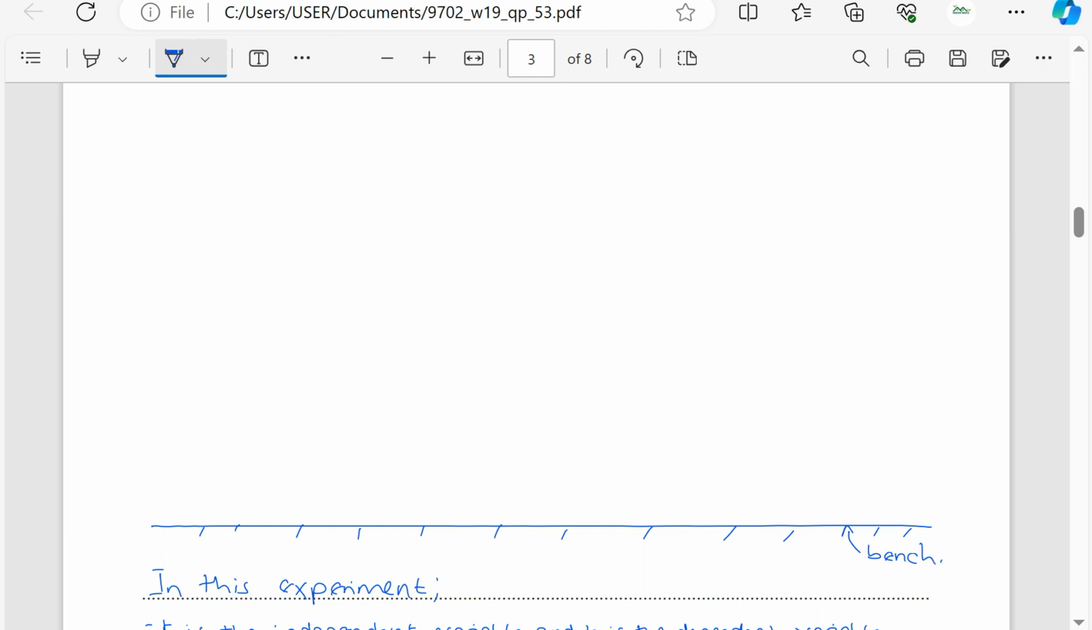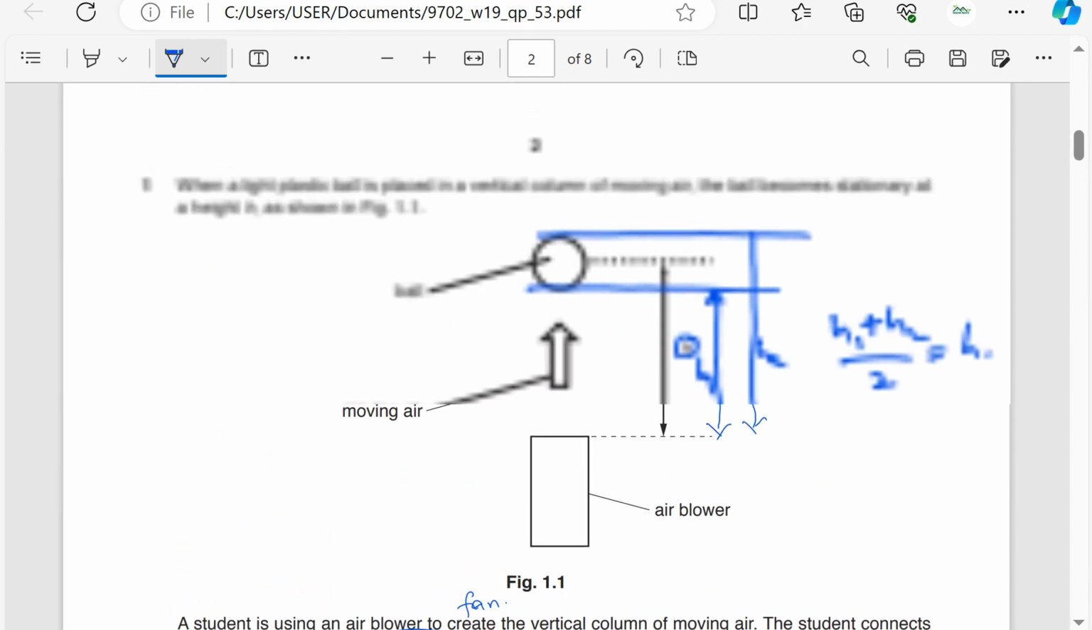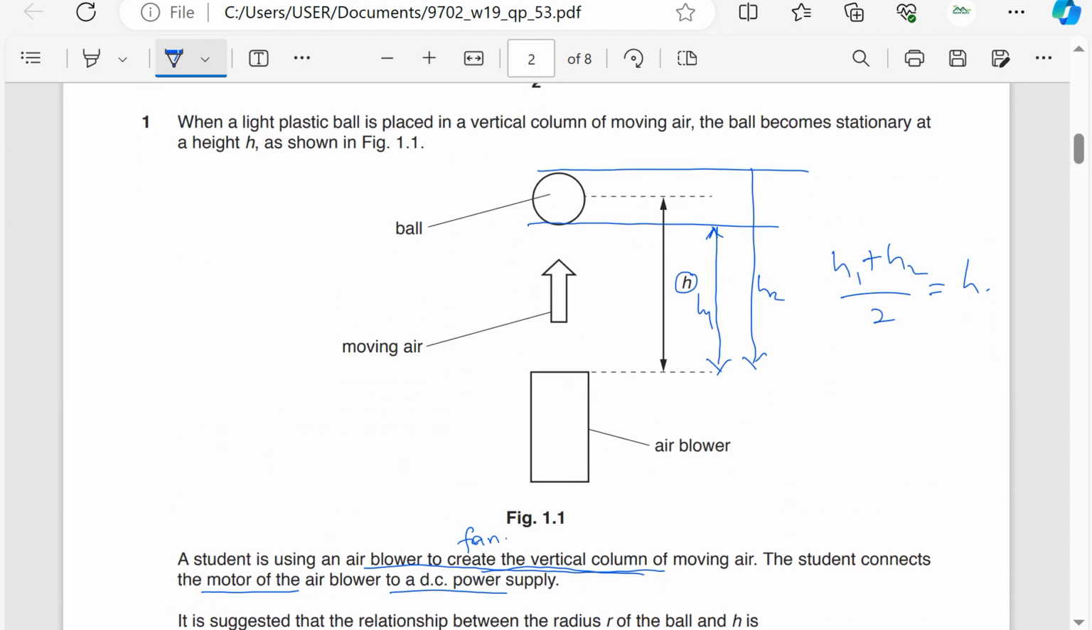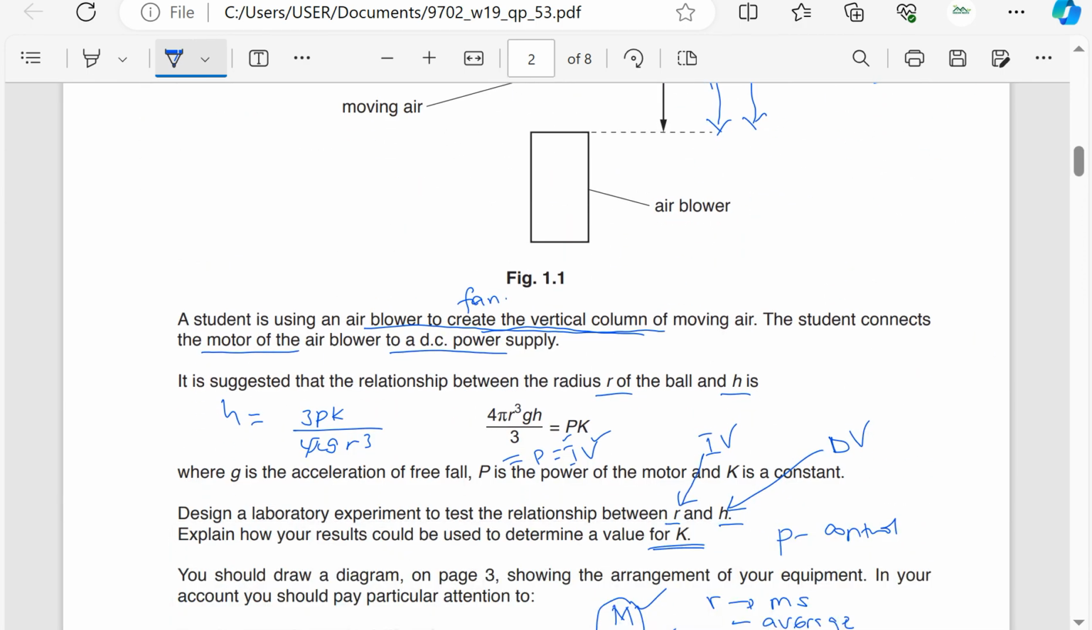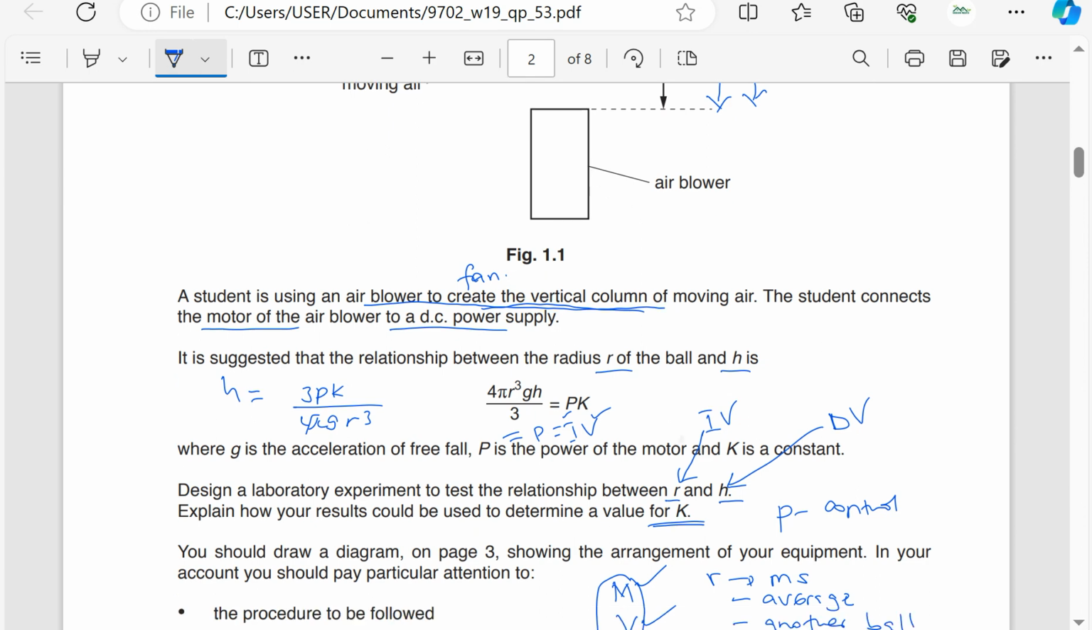Or the table. So one, I need an air blower. So I'll simply use a motor for the air blower. If you don't want to use that, you can just draw almost the same diagram which was given in the question. The same thing to represent an air blower, but it should be, of course, connected to the motor. If you want, you can put there a fan.